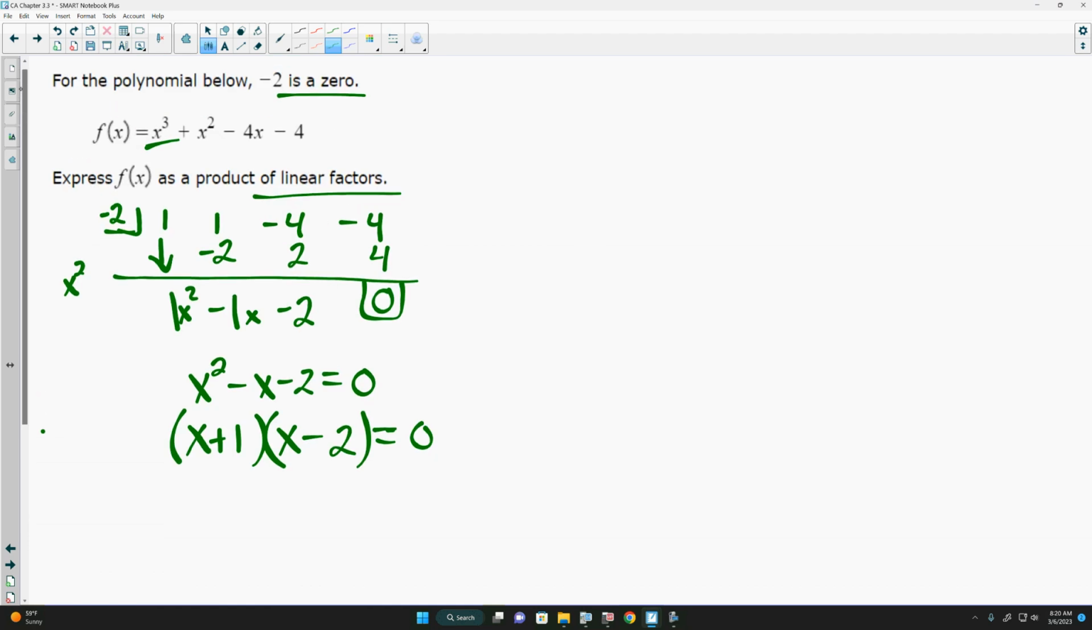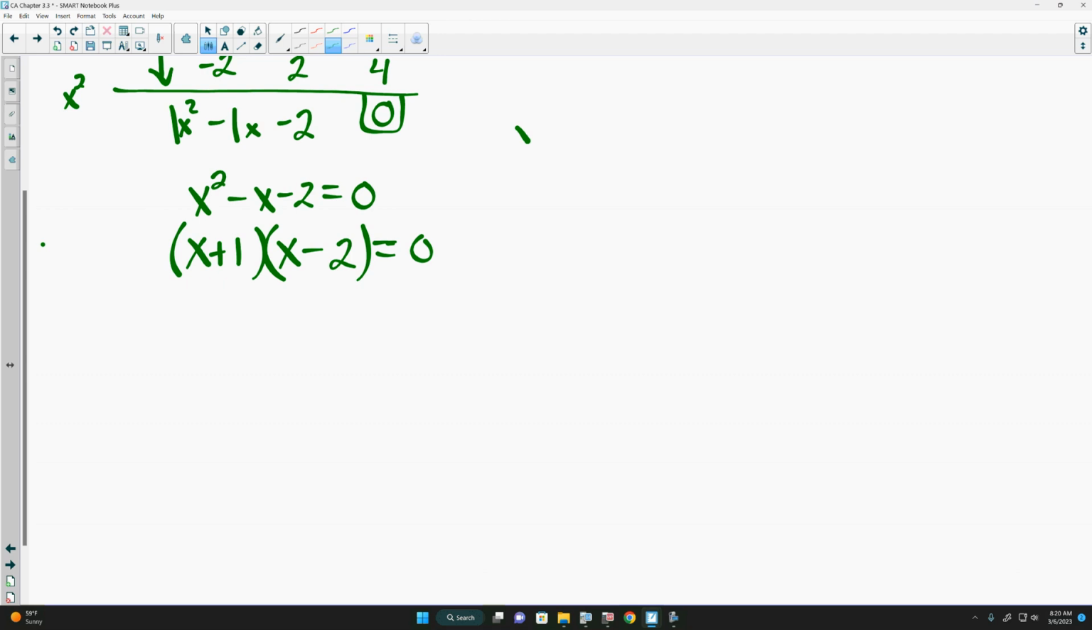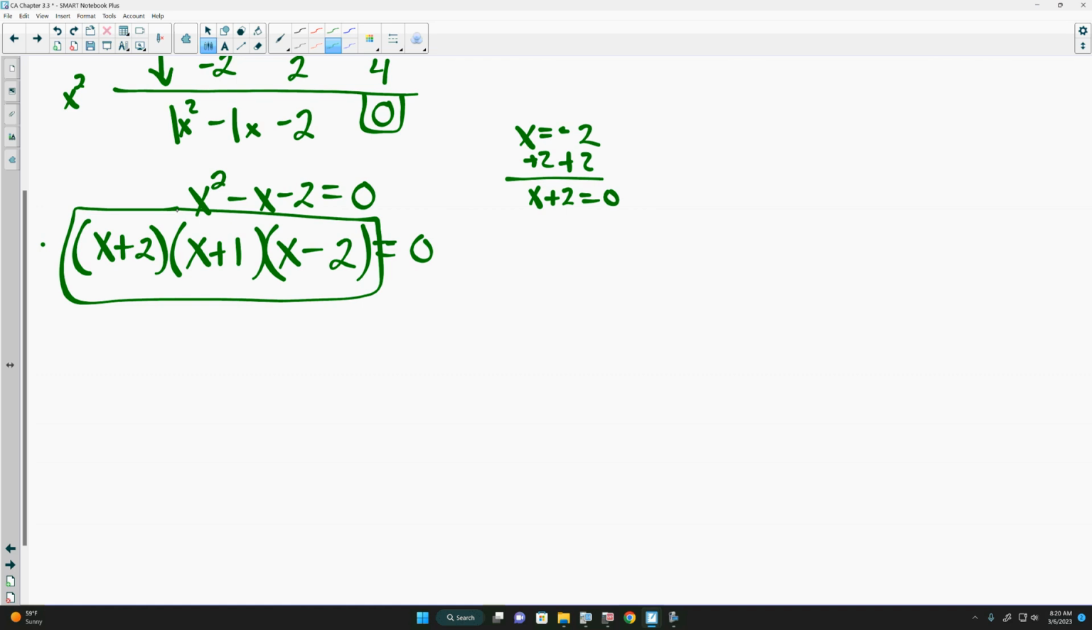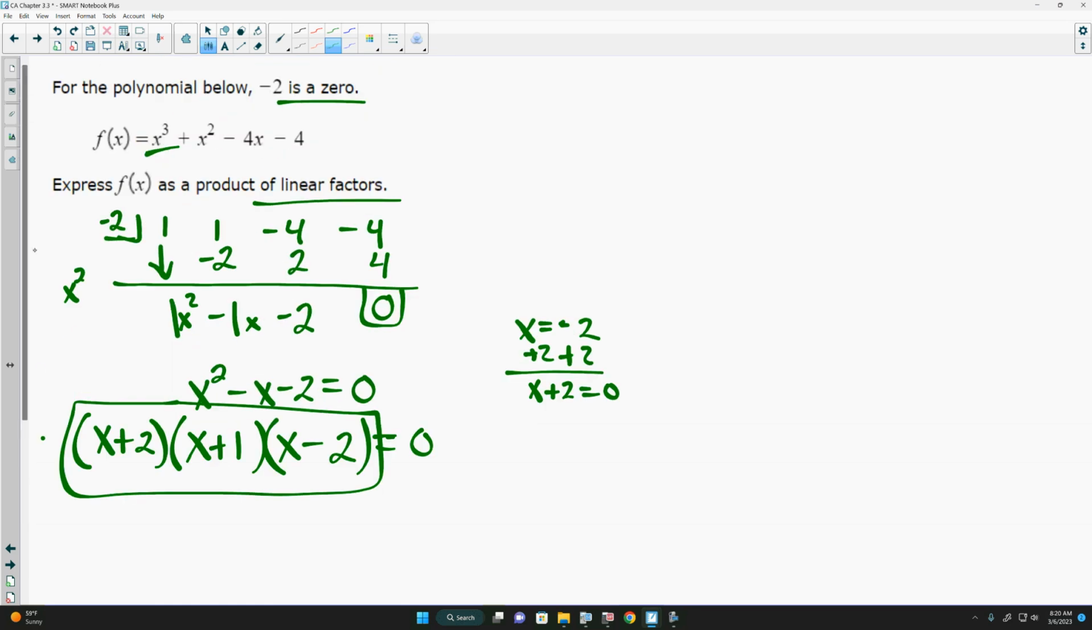But what did we say? Negative 2 is a 0, yes? I'm going to write this off to the side. So it's just saying that x is equal to negative 2. So x plus 2 is a factor. And that's the answer. So this is the polynomial written as a set of linear factors. Questions on this here? This method makes sense, yes?